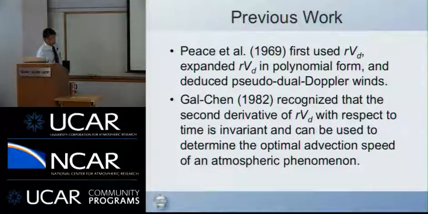Another pioneer, Gao Chen, in his 1982 paper, mentioned that R times VD can be used to do the advection of the storm before you do the Doppler analysis.